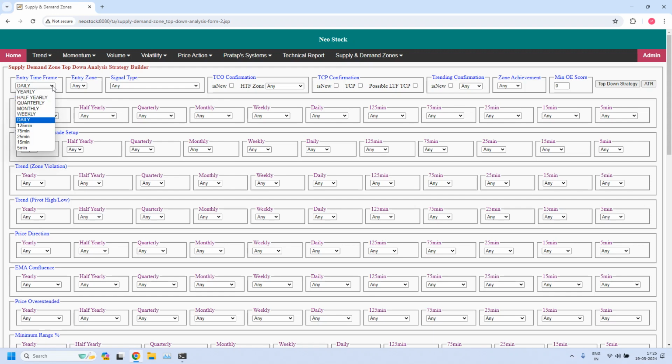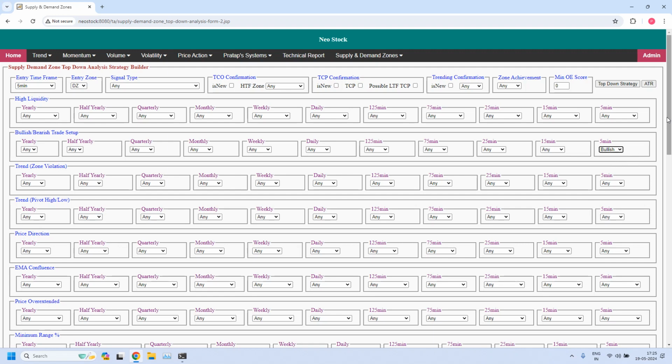For hourly income trade, entry time frame is 5 minutes. First we are generating hourly income trade bullish trade setup. So entry zone should be demand zone. And also in bullish or bearish trade setup, this time we are selecting 5 minutes time frame. There we are selecting bullish.